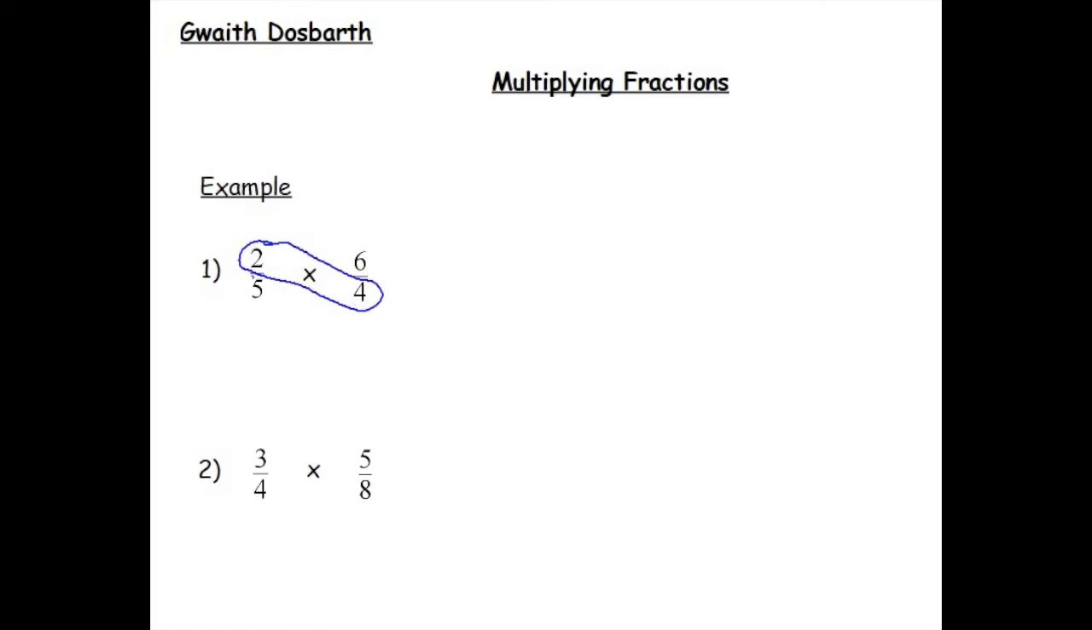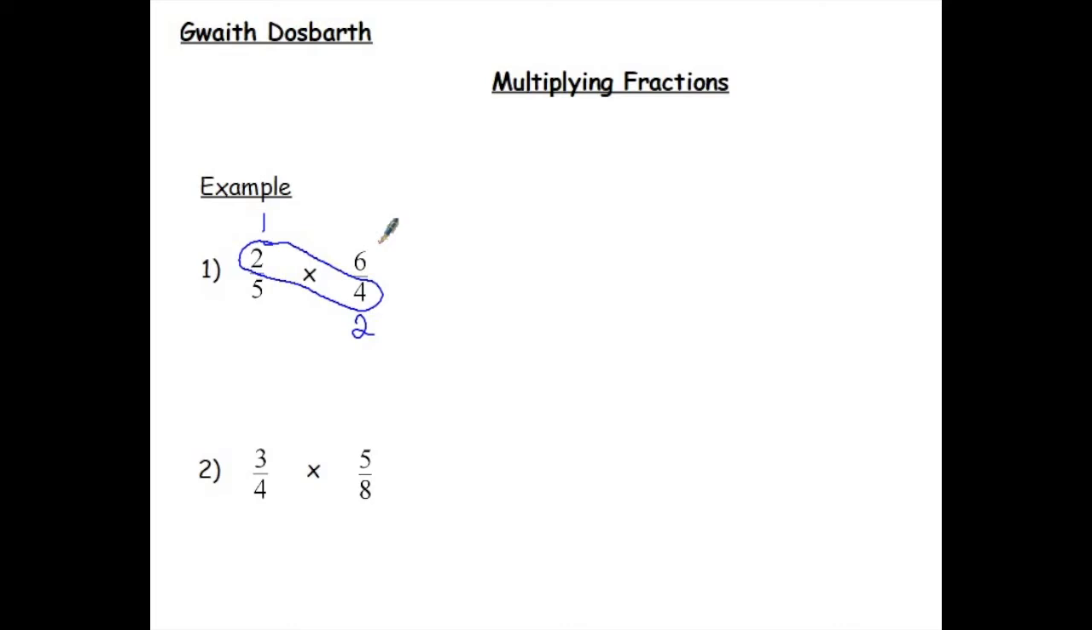Looking at these numbers, 2 and 4, we see what goes into both of those numbers. In this case, the only number other than 1 that goes into both of these is 2. So we divide both numbers by 2. So you end up with 1 and 2, because 2 divided by 2 is 1, and 4 divided by 2 is 2.